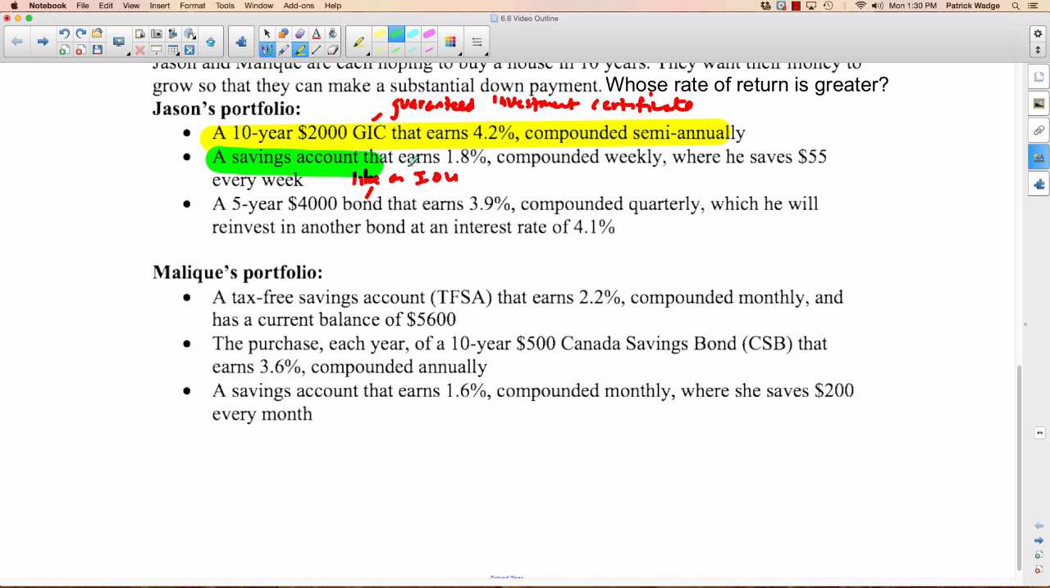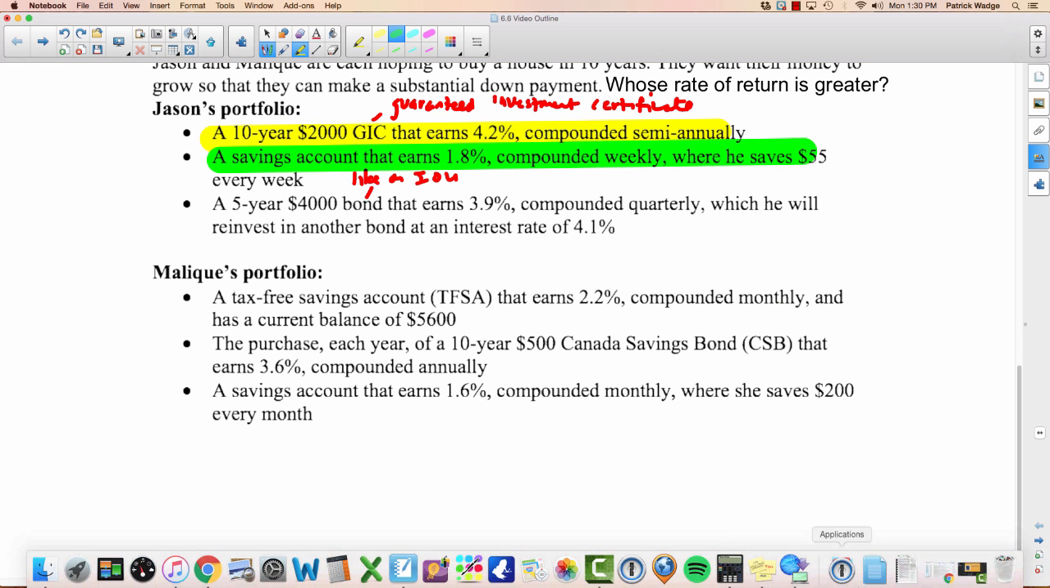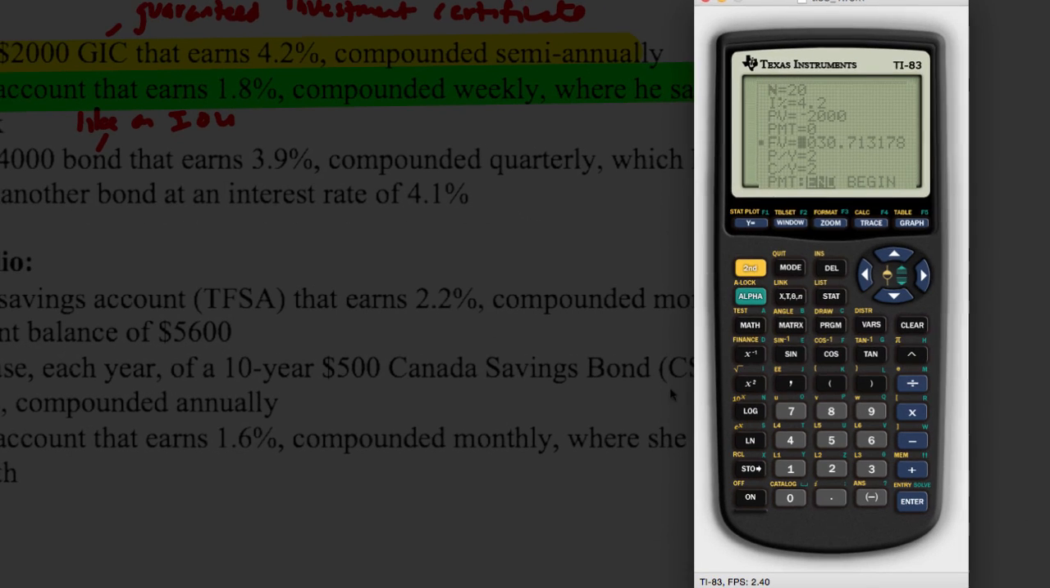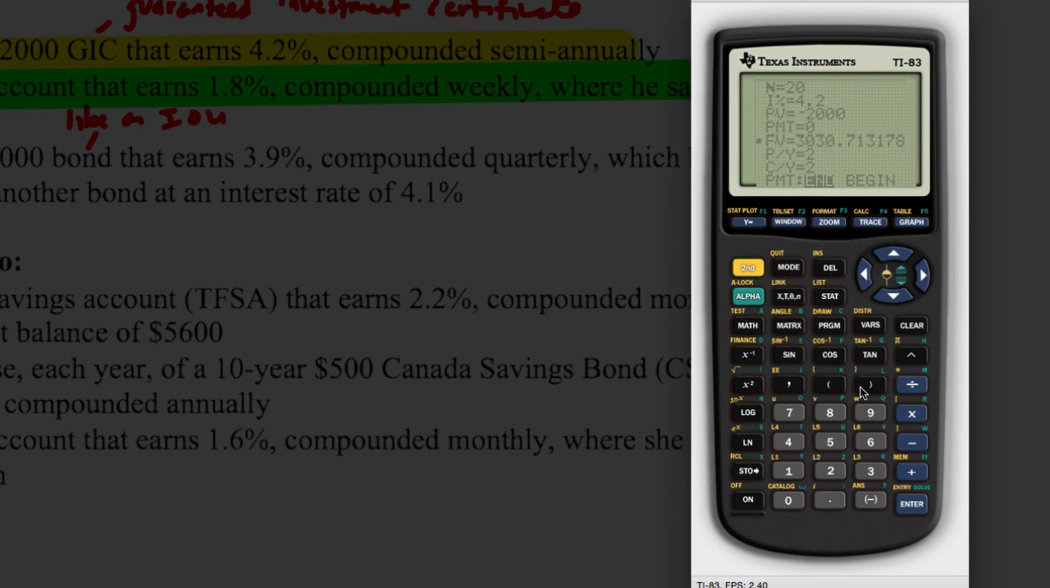Okay, so now we're on to this one, and we'll go to our calculator again. Okay, this time it's compounded weekly, so for our number up at the top there, it's going to be 52 times 10, which is 520. Our percentage is now 1.8. Our present value is 0. We're not starting with anything, but there is a payment. The payment was $55 a week. I don't think you can see that right now, but trust me, it is $55 a week.